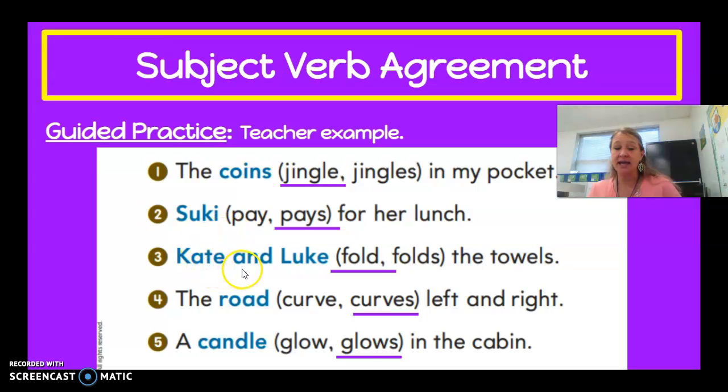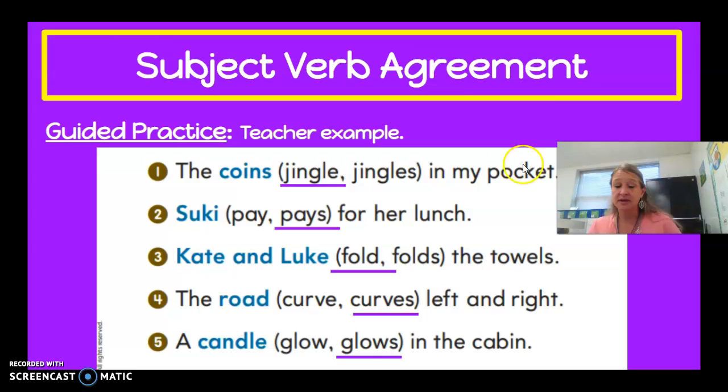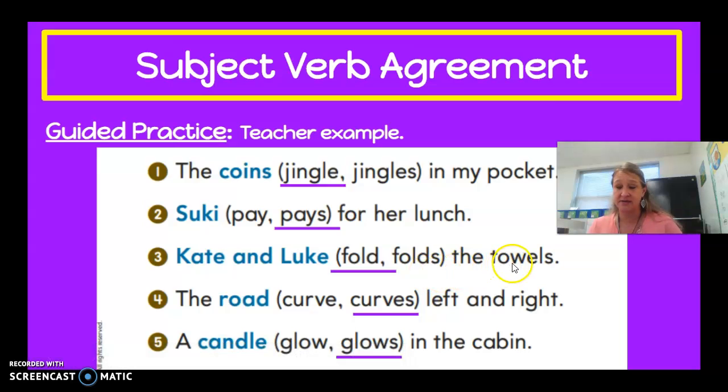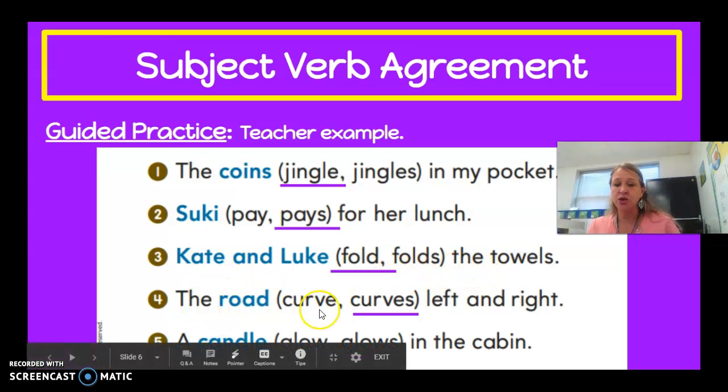What about Kate and Luke fold the towels? Should it be Kate and Luke fold the towels or Kate and Luke folds the towels? Fold, because Kate and Luke are more than one person, so we don't add an S. The road curve left and right or the road curves left and right? Curves, we have to add an S because the road means one.